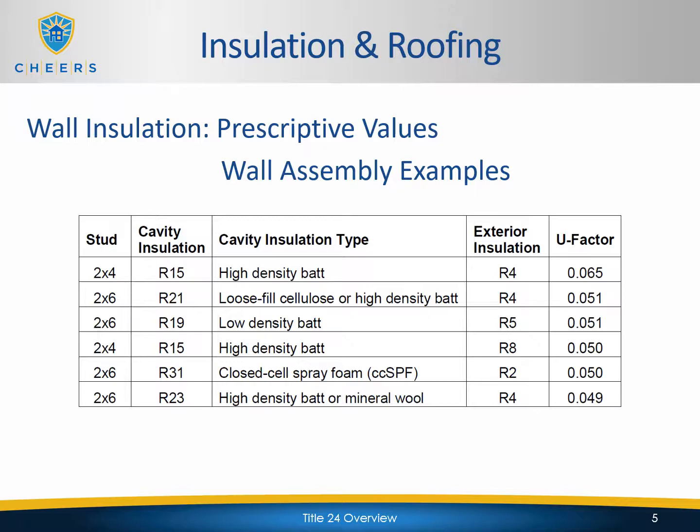Now again, these are prescriptive values, so a lot of builders, when they're doing new construction, are going to use the performance method, and that's going to give them a little bit of flexibility. So maybe they're going to go with that 2x6 R23 with an R4 at a 0.049. It's going to be a little bit of a penalty, but they can make up for it elsewhere. So those are some examples of different wall construction assembly types and their associated U factors that you may see out there in the field.